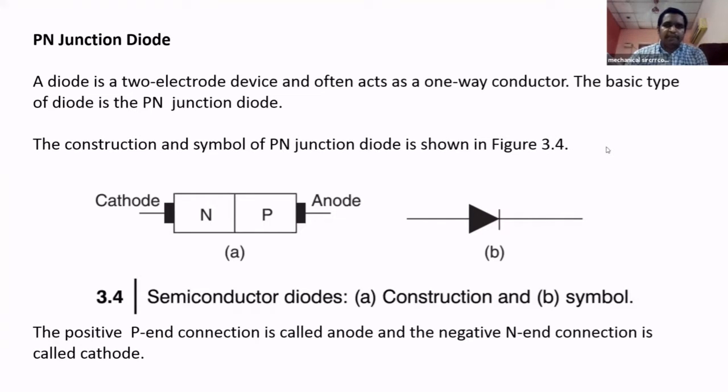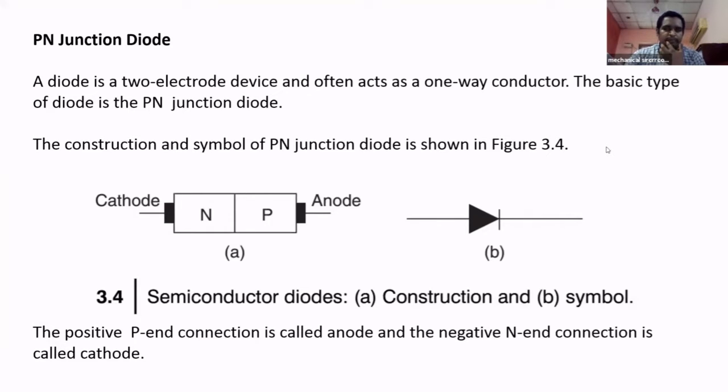What is a p-n junction diode? A diode is one of the important electronic devices, a semiconductor device used in modern electronics. A diode is a two electrode device, a two terminal device, and it is often used as a one way conductor. The basic type of diode is the p-n junction diode. Generally, we are using the p-n junction diode. A p-n junction acts as a diode.